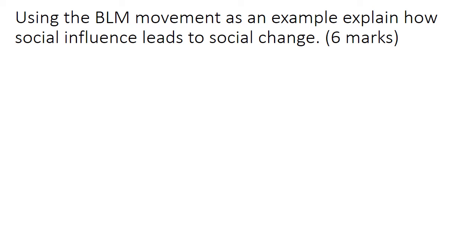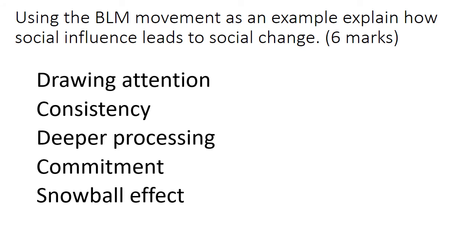But, in theory, in future years, they could say, using the Black Lives Matter movement as an example, explain how social influence leads to social change. Probably be about 6 marks, and they would want you to go through the process that I've just described. And although your exam is unlikely to discuss the Black Lives Matter movement itself, if they just asked to explain how social influence leads to social change, you can use whatever example you want. So you could use the Black Lives Matter movement, and I'm sure the examiner would be very impressed in your ability to apply psychological knowledge to a current issue.